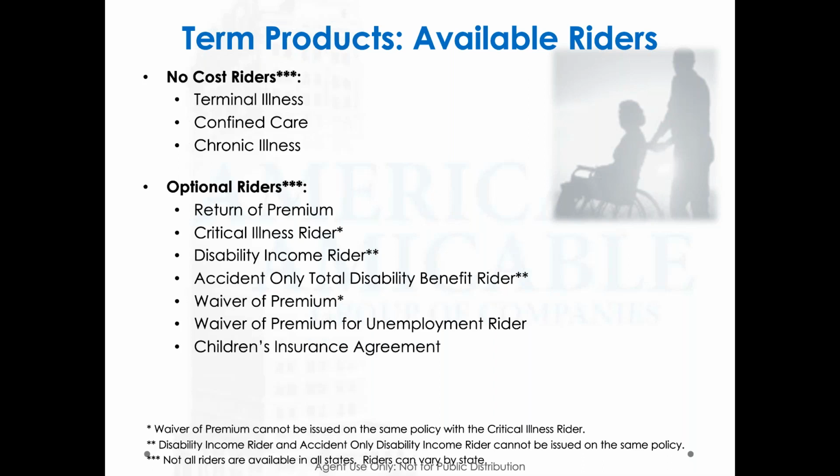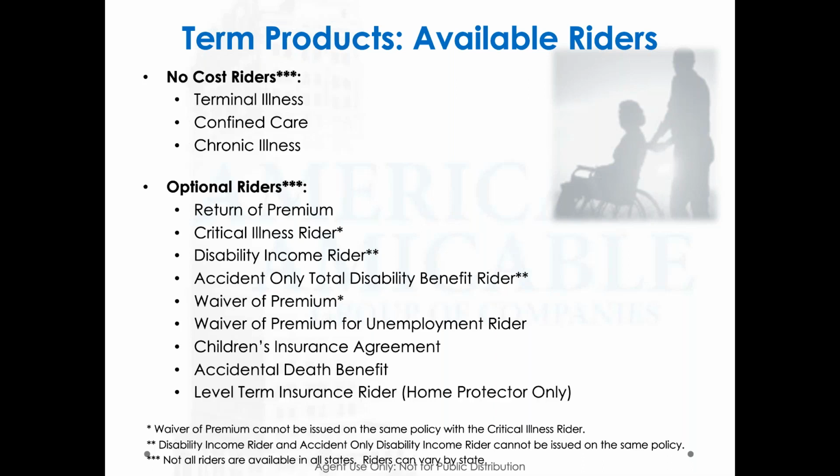There's a children's insurance agreement they can add to it for coverage for the kids. There's an accidental death benefit as well. So you can add additional coverage for them for just accidental death that really adds a great value to your client in that way. And then there's also a level term insurance rider on one of our products too. So we've got a nice broad range of riders out here that you can pick and choose what's important.